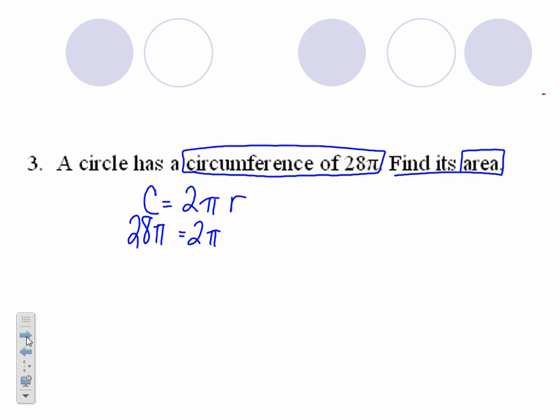I'll plug that in where the C is, and now we do some algebra to try to get this r alone. Notice what's in front of that r is a 2 times a pi. We're going to divide off 2 and pi, because then the r would be by itself and I'd know a radius. On the other side, pi over pi will cancel, and 28 divided by 2 is 14. So what I know is I have a radius of 14 on my circle. Is that what I wanted to know? Well, not exactly. I wanted to know its area.